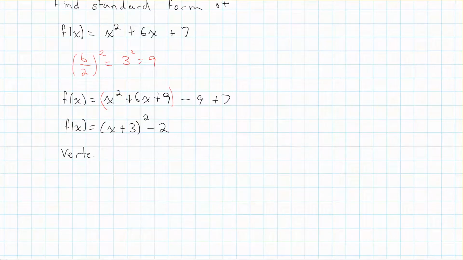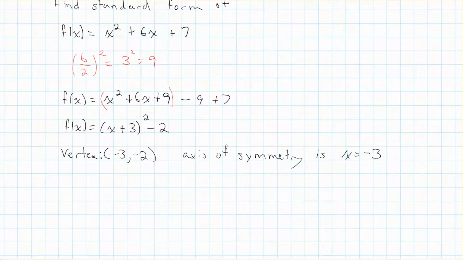And so this would be my standard form, and what we have here is the vertex. Now you have to be careful here. The vertex is not (3, negative 2). The vertex is actually (negative 3, negative 2). The axis of symmetry is x equals negative 3. And then, a is 1 here, and it's positive, so it opens up.